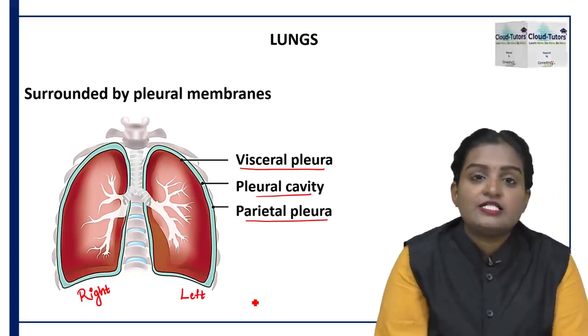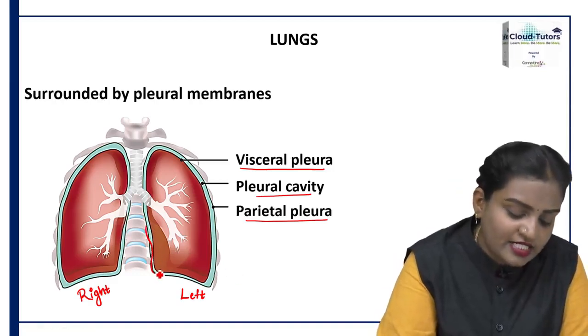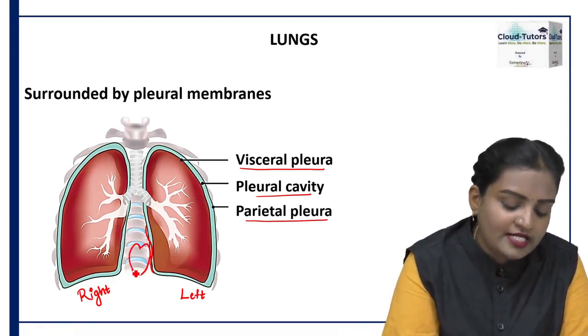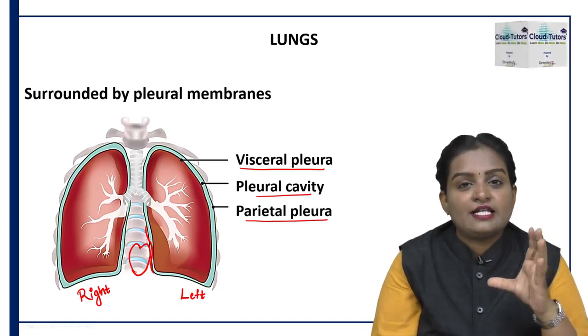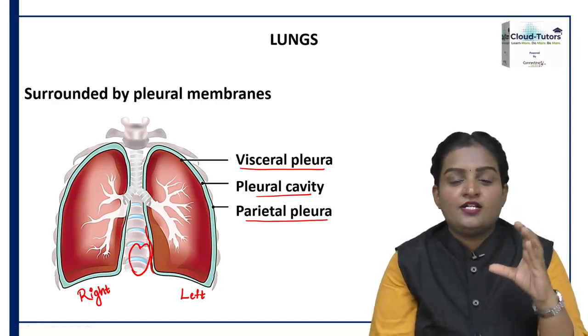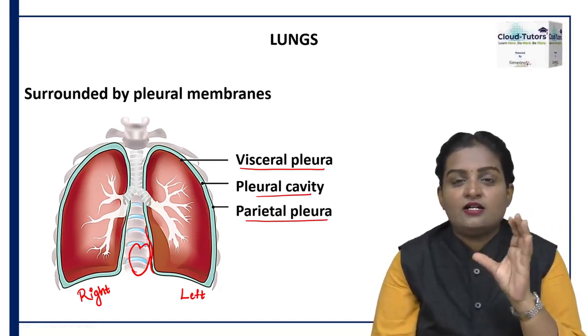In the left lung there is a small notch, that is a depression here, to accommodate the heart. So the heart is located here near the left lung, and its position is slightly shifted so that it can accommodate the place.